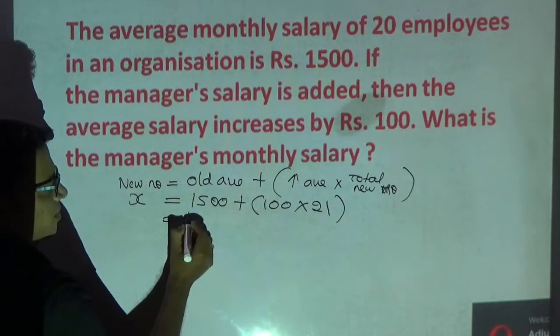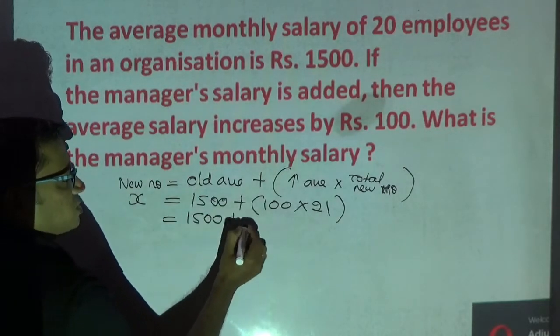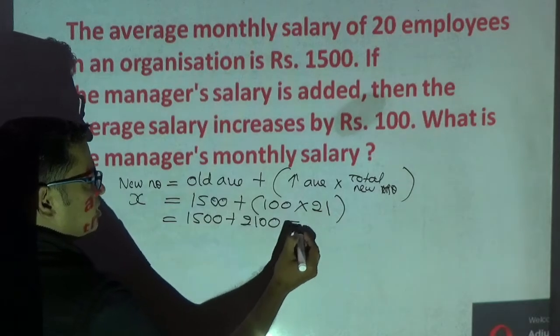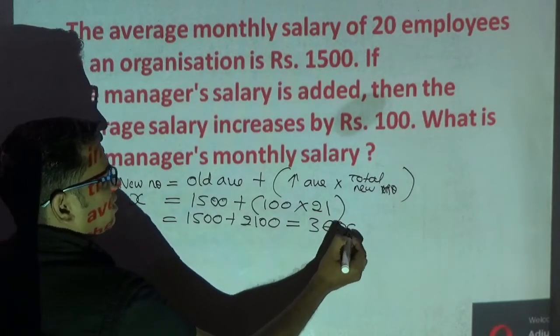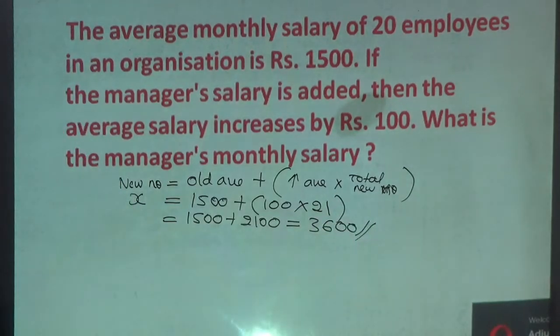So what is the salary of the manager? 1,500 plus 2,100, that is nothing but 3,600. Straight away I can get the answer for this problem using this shortcut. So the answer for this problem is 3,600. You can follow the traditional way also to do this problem. I will explain that also.